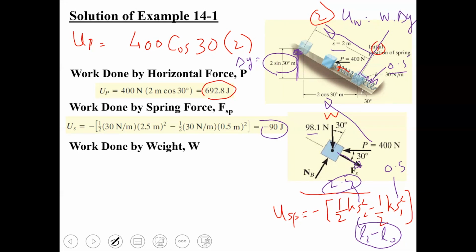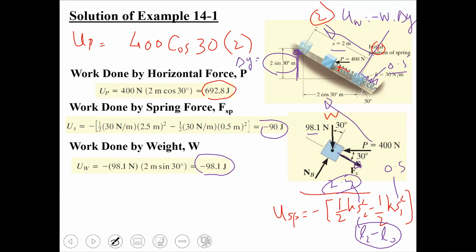So what should be the sign of UW? Positive, negative? Negative. Negative, since W and delta y are opposite to each other. So work done due to weight would be minus W times delta y. So minus 98.1 into delta y, which is 2 sin of 30. It will give you the work done due to weight to be minus 98.1 joules. Is it clear to all of you?